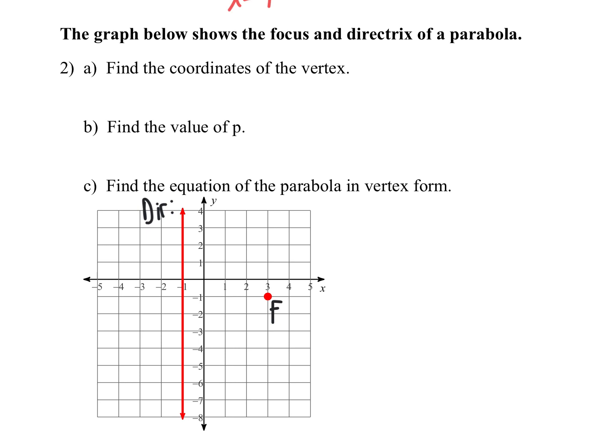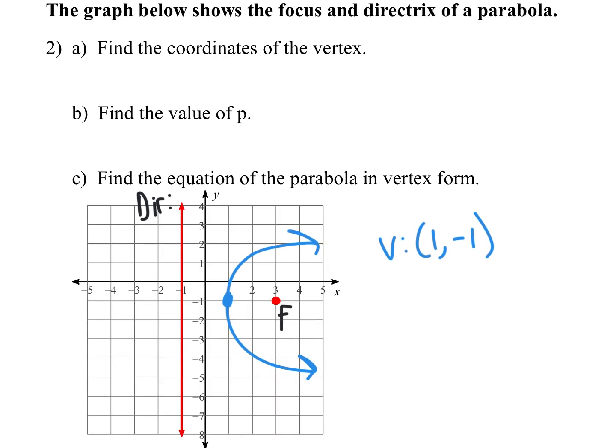Okay, so we know the vertex is going to be right in the center. Okay, it needs to be the same distance from each. So it looks like right about there would be the vertex. So the coordinates of the vertex are going to be +1 for x and -1 for y. Okay, I also know the parabola always opens towards the focus, so it's going to do something like this. Okay, we don't need to be perfectly accurate. Again, it's just a sketch to help us. But what that allows me to see and find is the value of p.